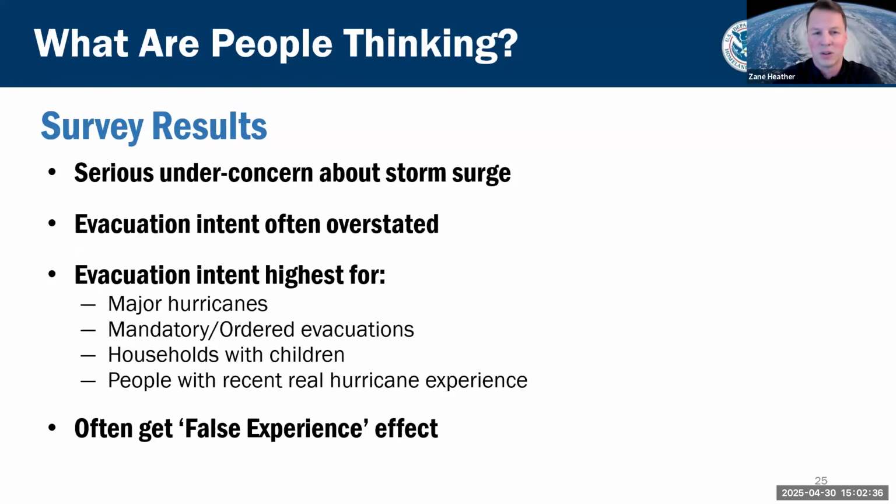First, there's a serious underconcern about storm surge and storm surge risk. This could be for many different reasons, but as you all learned earlier in this training, and know as emergency managers in hurricane-prone areas, the Saffir-Simpson scale does not say anything about storm surge risk.